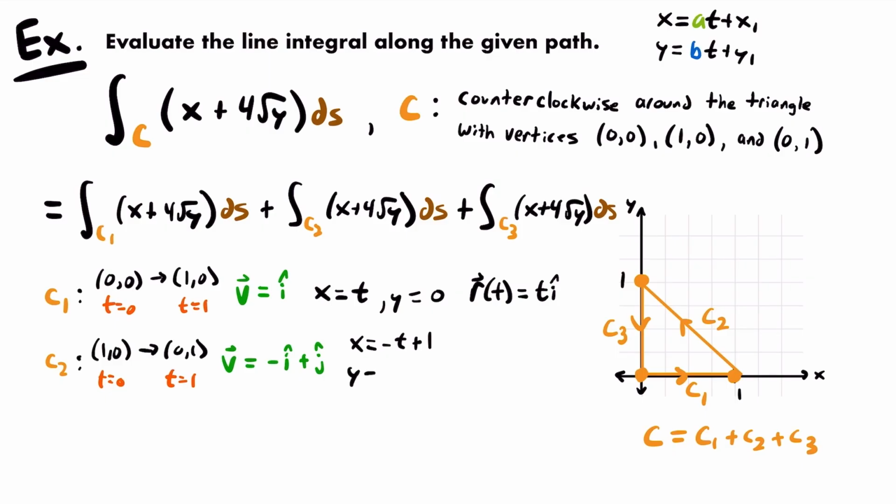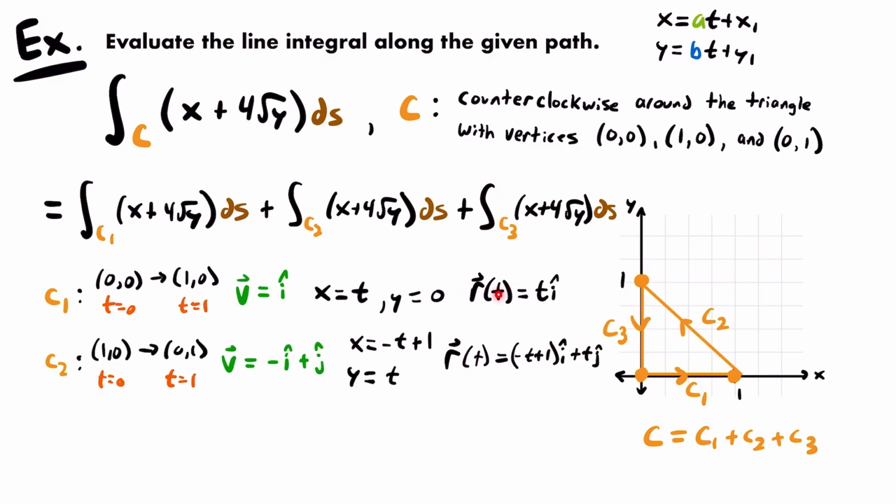And then for y, you'll have y is equal to b times t, where b is positive 1. So that will just give you t plus the y coordinate of the initial point, which is 0. So you'll just have y equals t, meaning that the vector function for this part of the path will have an x component of negative t plus 1. That will be multiplied by i, and then we'll have t times j.